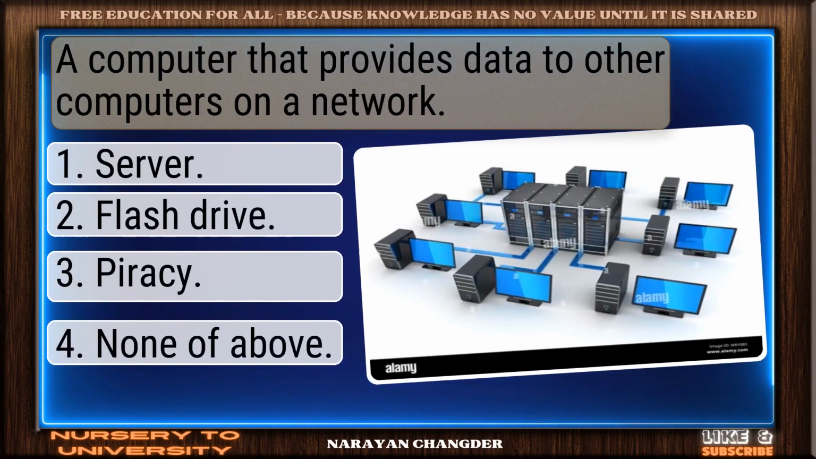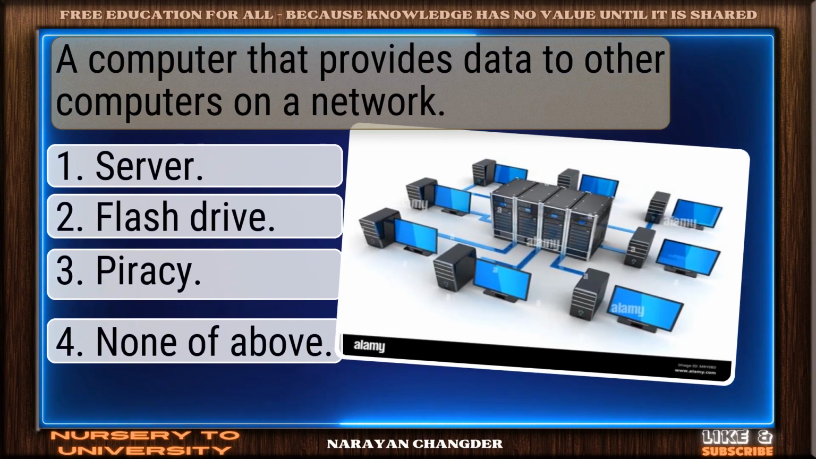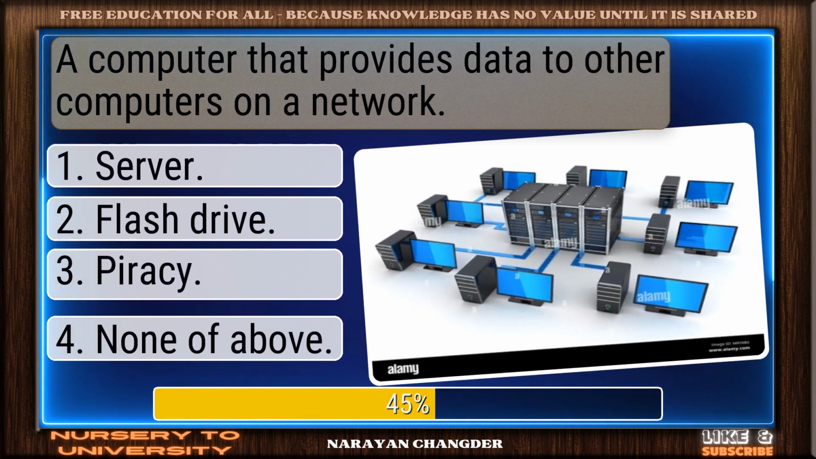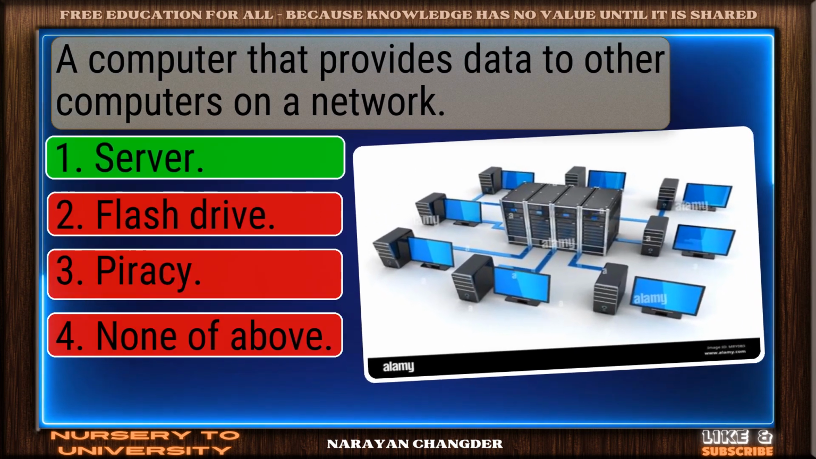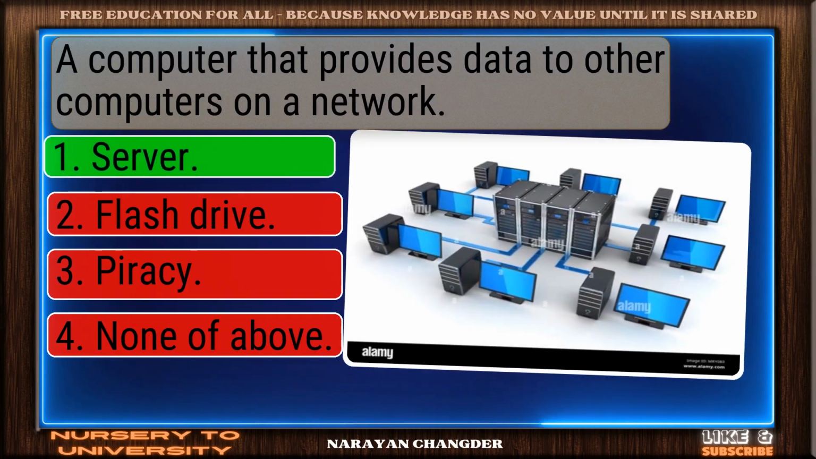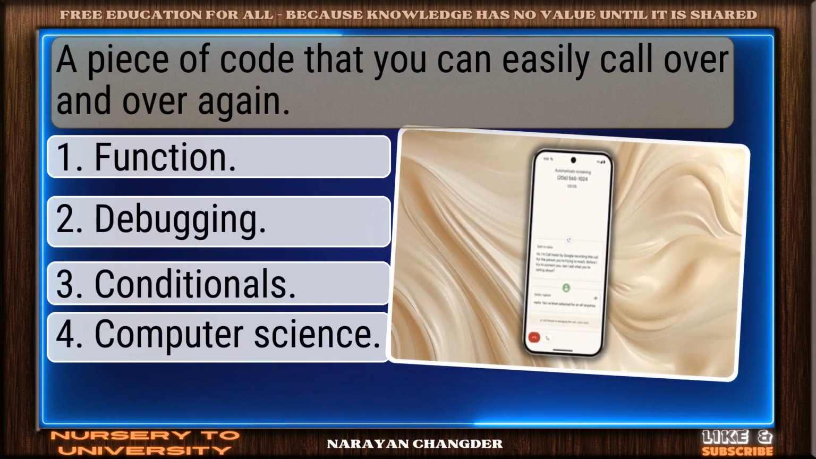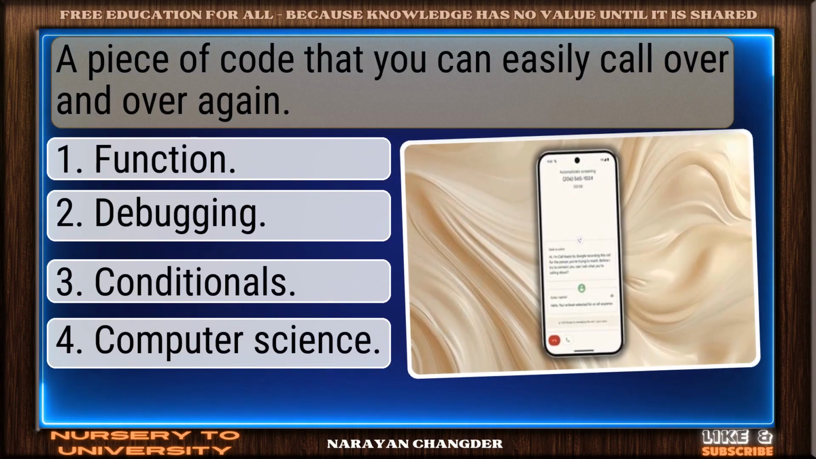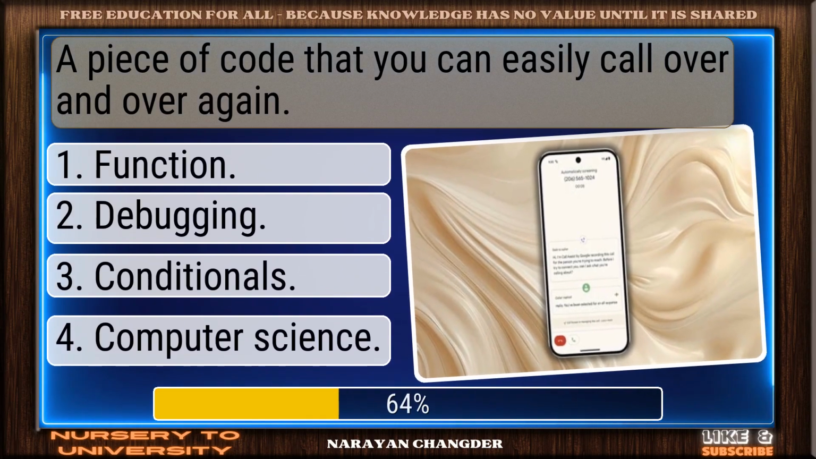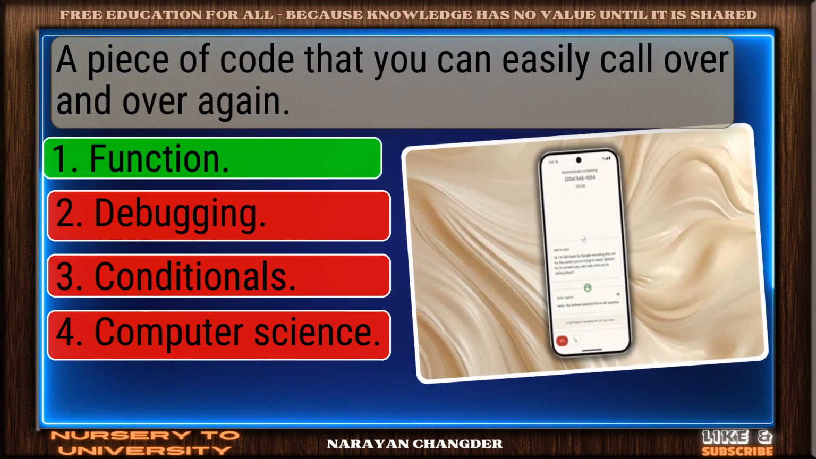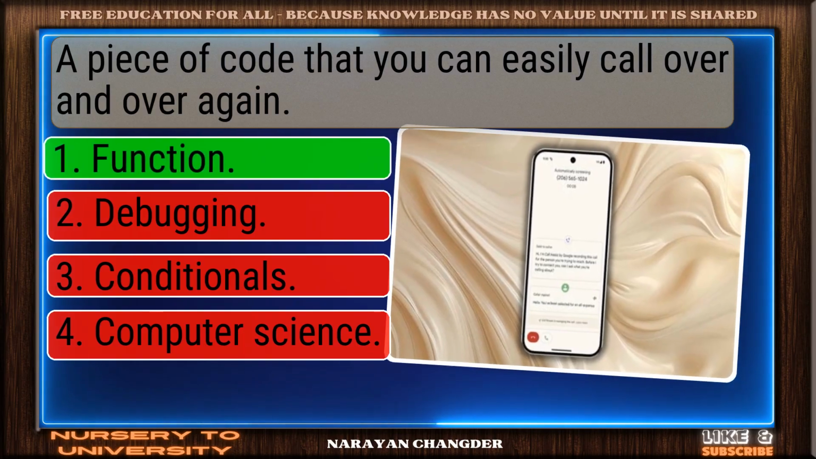Question number 38. A computer that provides data to other computers on a network. Well done. Server is the right choice. Question number 39. A piece of code that you can easily call over and over again. Right again. Function is a valid answer.